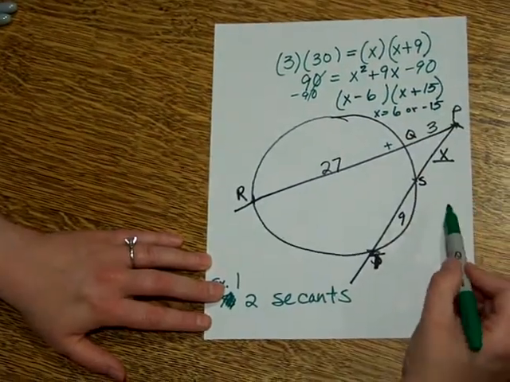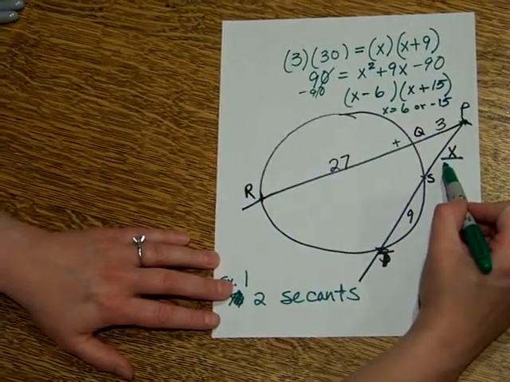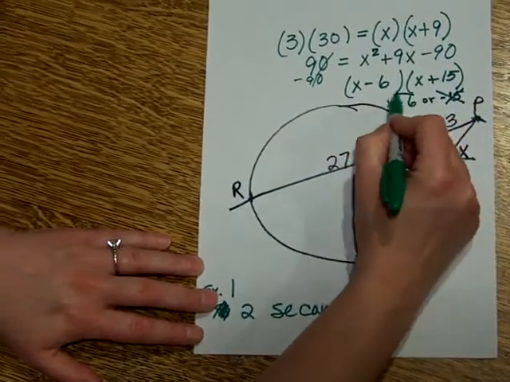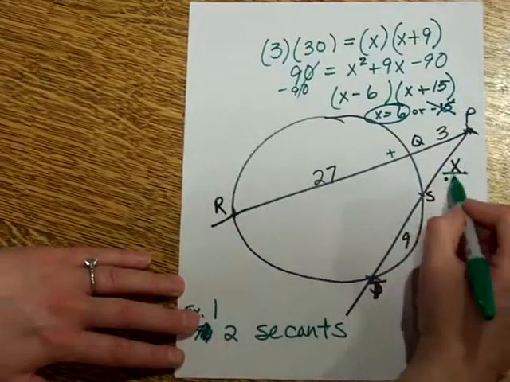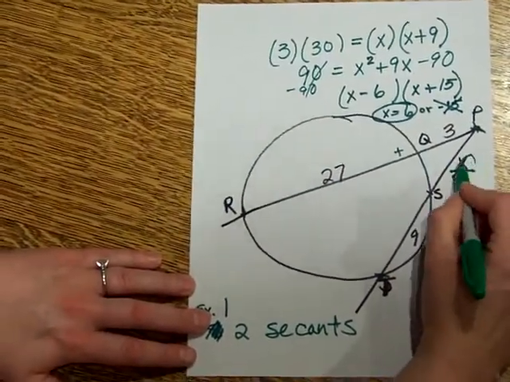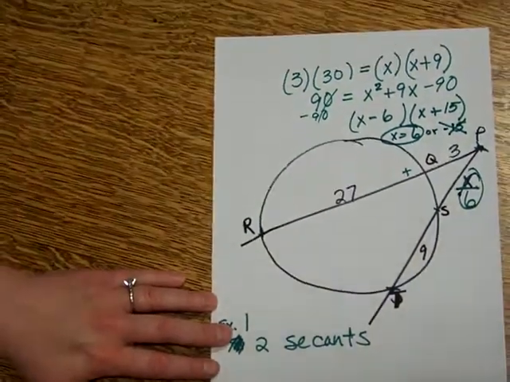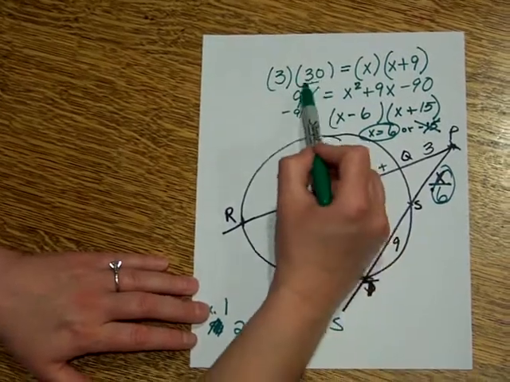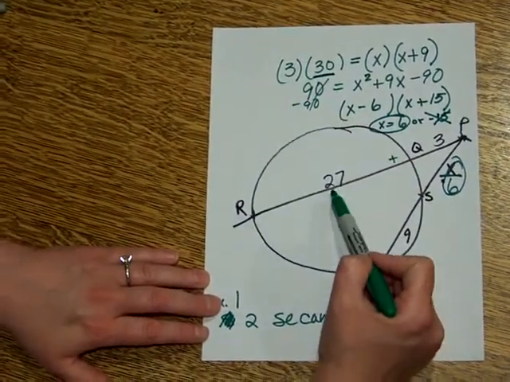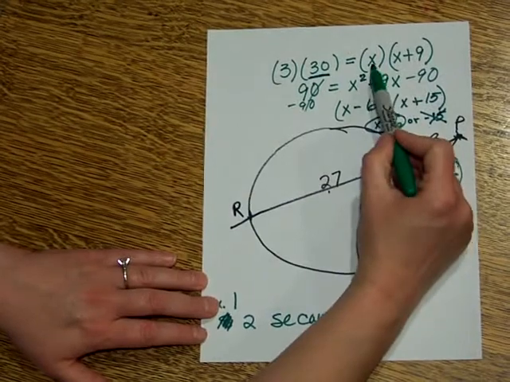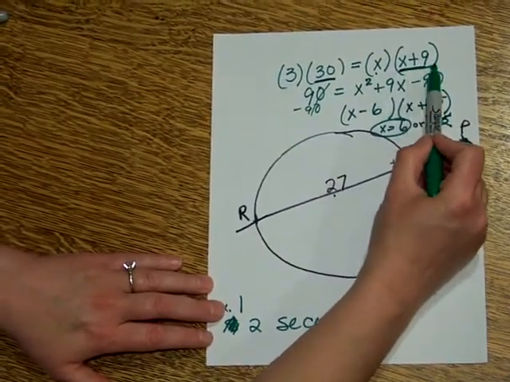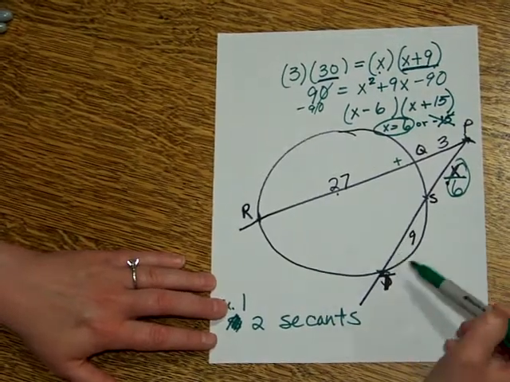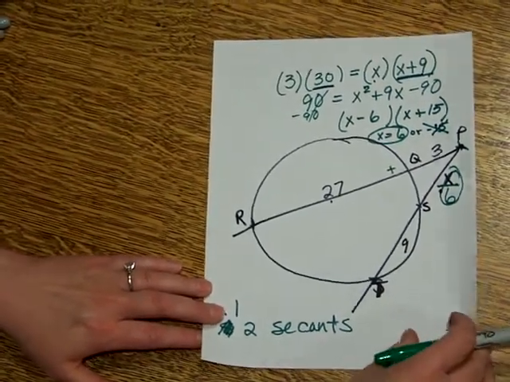We can't have a negative length for this. We can't have a negative 15, so that is ruled out. My section is 6 here. X equals 6. The part to be careful of is that you do 3 times 30, not 3 times 27, and that you do X times X plus 9, not X times 9. That's the only thing you really have to watch out for on these.